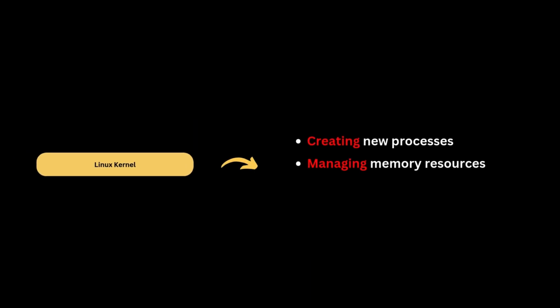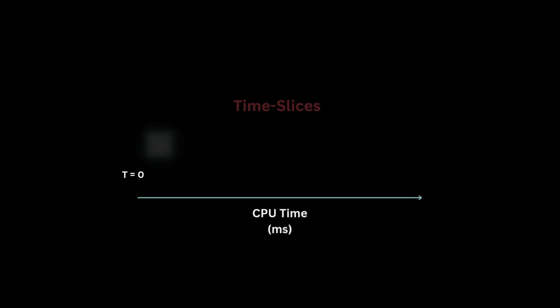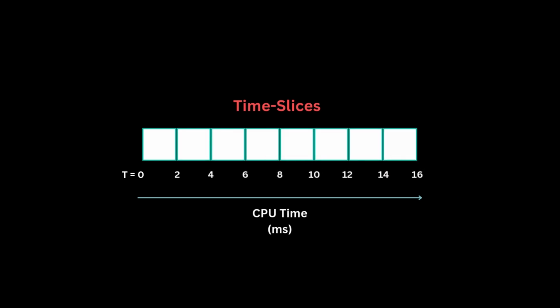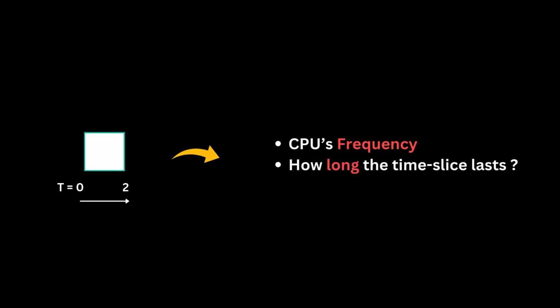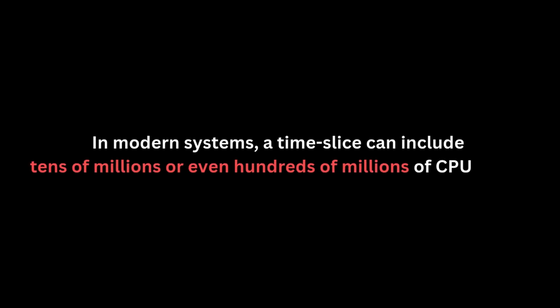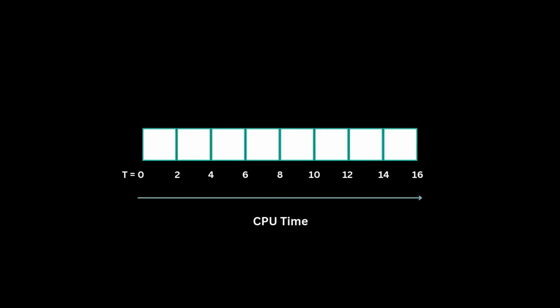It's all thanks to the Linux kernel, which is responsible for creating, managing, and scheduling processes. The kernel divides CPU time into small segments called time slices, or quanta. Each time slice represents a short period of CPU time that is dedicated to a specific task. The number of CPU cycles in a time slice depends on the CPU's frequency and how long the time slice lasts. In modern systems, a time slice can include tens of millions or even hundreds of millions of CPU cycles. You can think of a time slice as a small slice of the CPU's time.